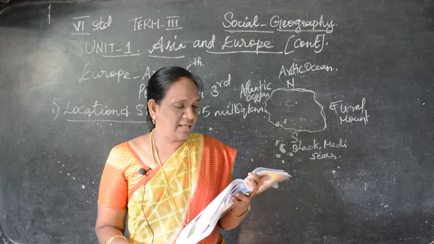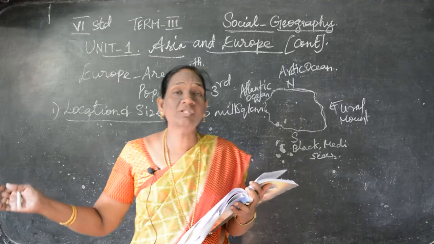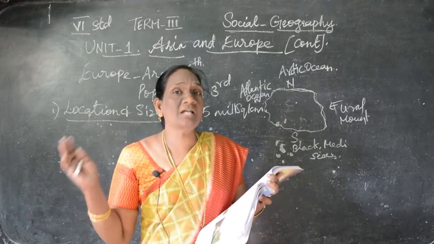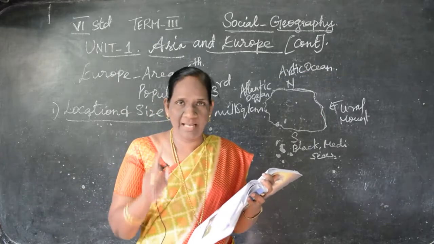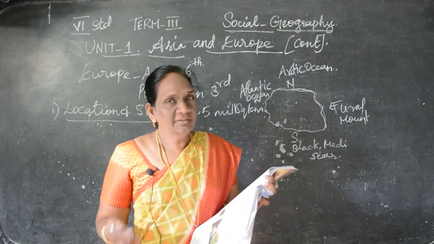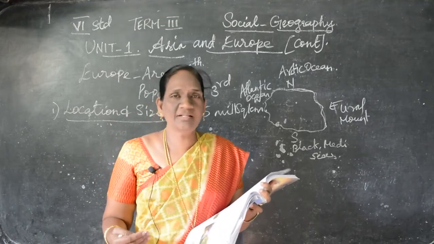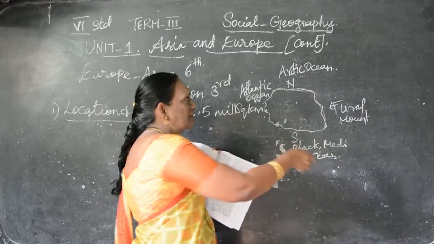So it looks like a giant peninsula. Peninsula means what, ma? Three sides covered by water, one side land. Like India. Three sides covered by water: Bay of Bengal, Arabian Sea and Indian Ocean. Understand, like that?